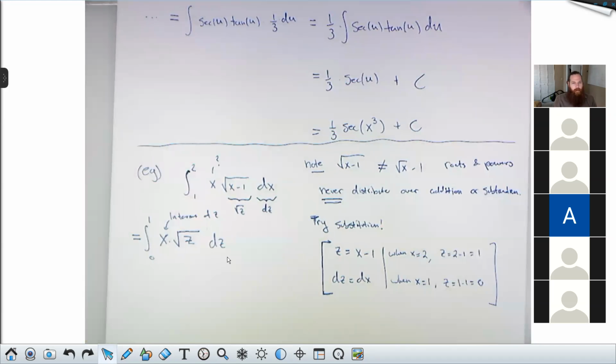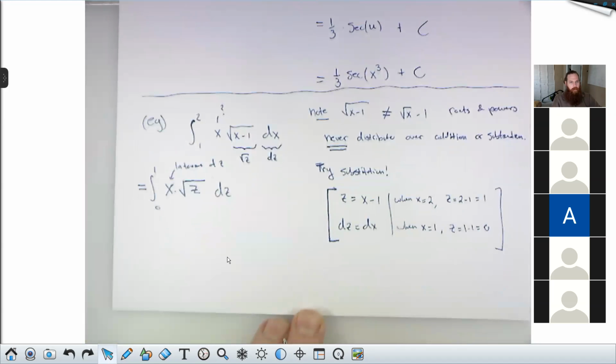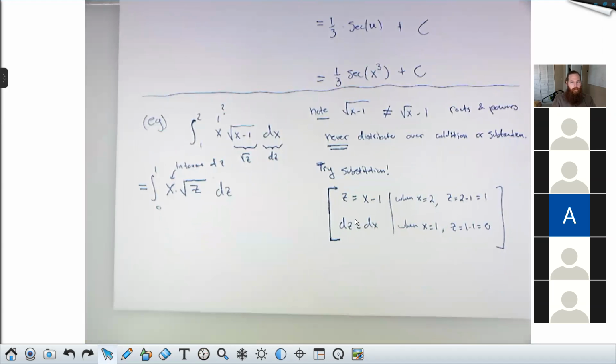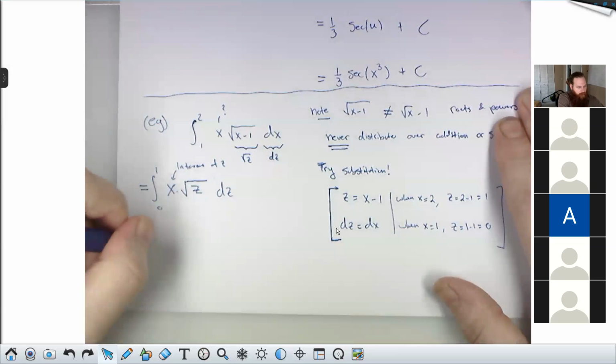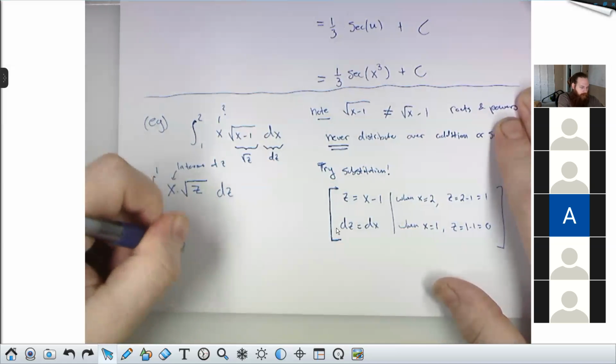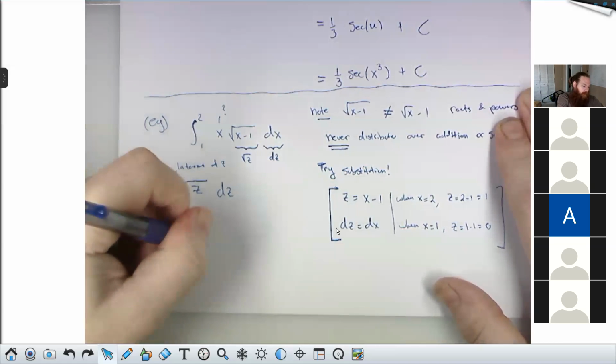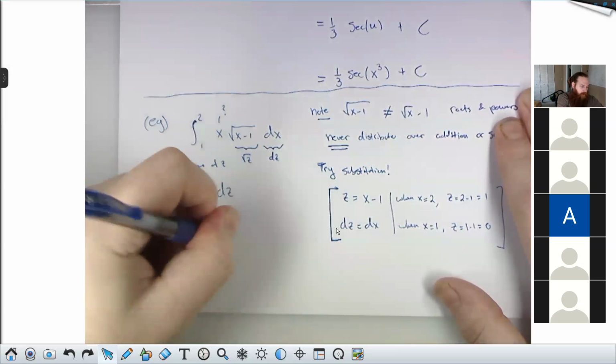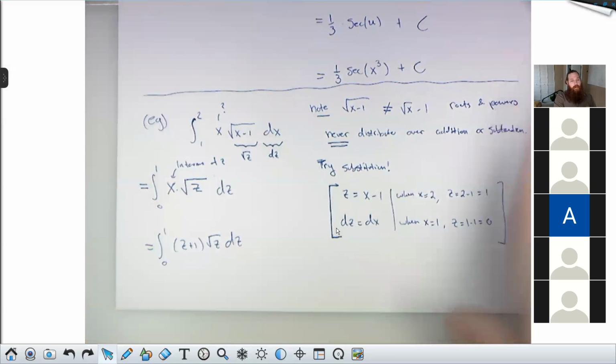Do I have anything that tells me how x and z are related to each other? Could you, on the first equation, bring the 1 over and do 1 plus z? Exactly. If z is x minus 1, then z plus 1 has to be x. So before I'm able to integrate, I rewrite that as z plus 1 times the square root of z dz. And now I'm in good shape.